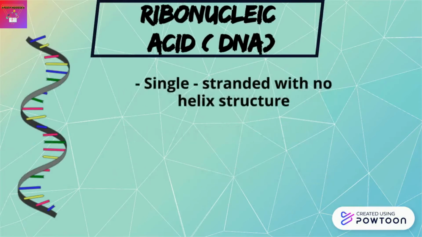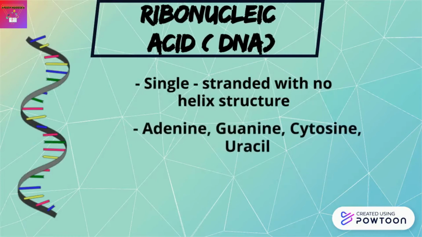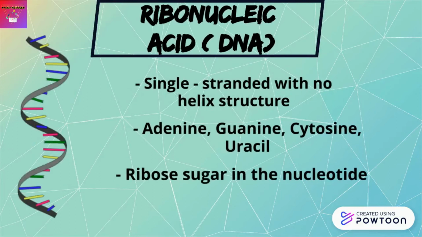Usually, an RNA molecule is single-stranded with no helix structure. Just like DNA, RNA is made up of combinations of adenine, guanine, cytosine, and instead of thymine, uracil as its nitrogenous base. In contrast to DNA, RNA has ribose sugar in its nucleotide structure.